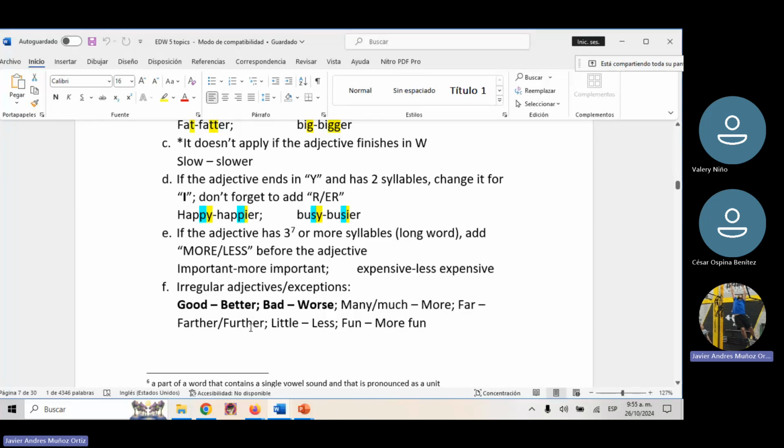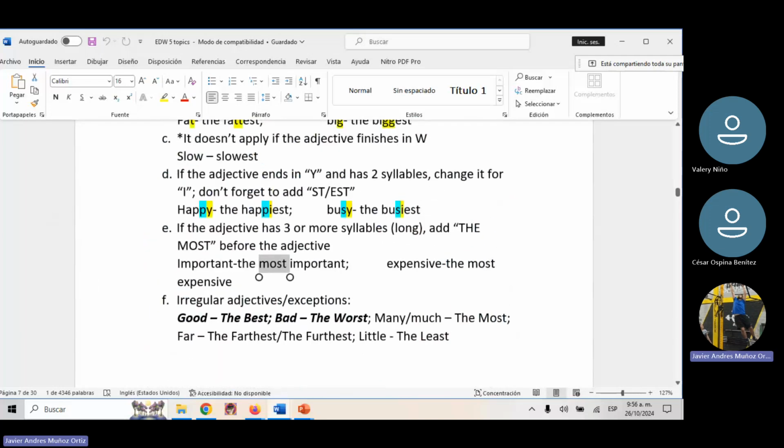Far, lejos, farther or further, más lejos, and the farthest or the furthest, el más lejos de todos. For example, in Shrek, I guess, I don't really remember, but I think in Shrek this happens. In a far, far away kingdom. So this kingdom is farther than Lord Farquaad's kingdom, let's suppose. And the kingdom of the dragon is the farthest kingdom in the world, let's suppose, from my position. So these are some examples of irregular adjectives. So we have to memorize them. I'm sorry, but there are not many, so this is not very complex to remember.